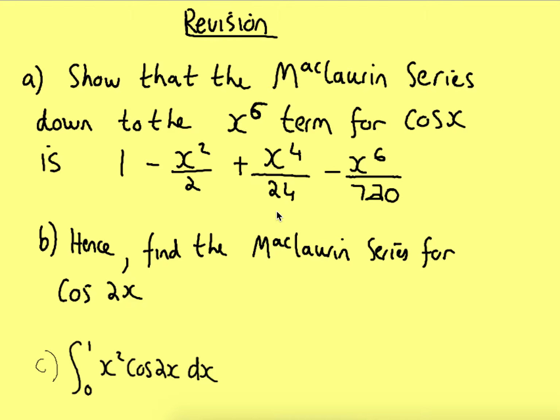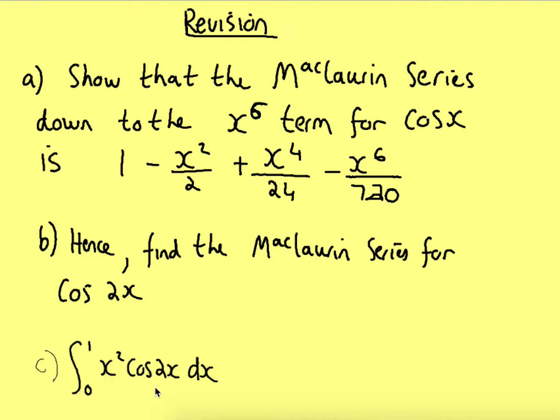So first question here is, show that the Maclaurin series down to the x to the power of 6 term for cos x is 1 take away x squared over 2 plus x to the power of 4 over 24 take away x to the power of 6 over 720. And then it says, hence find the Maclaurin series for cos 2x.